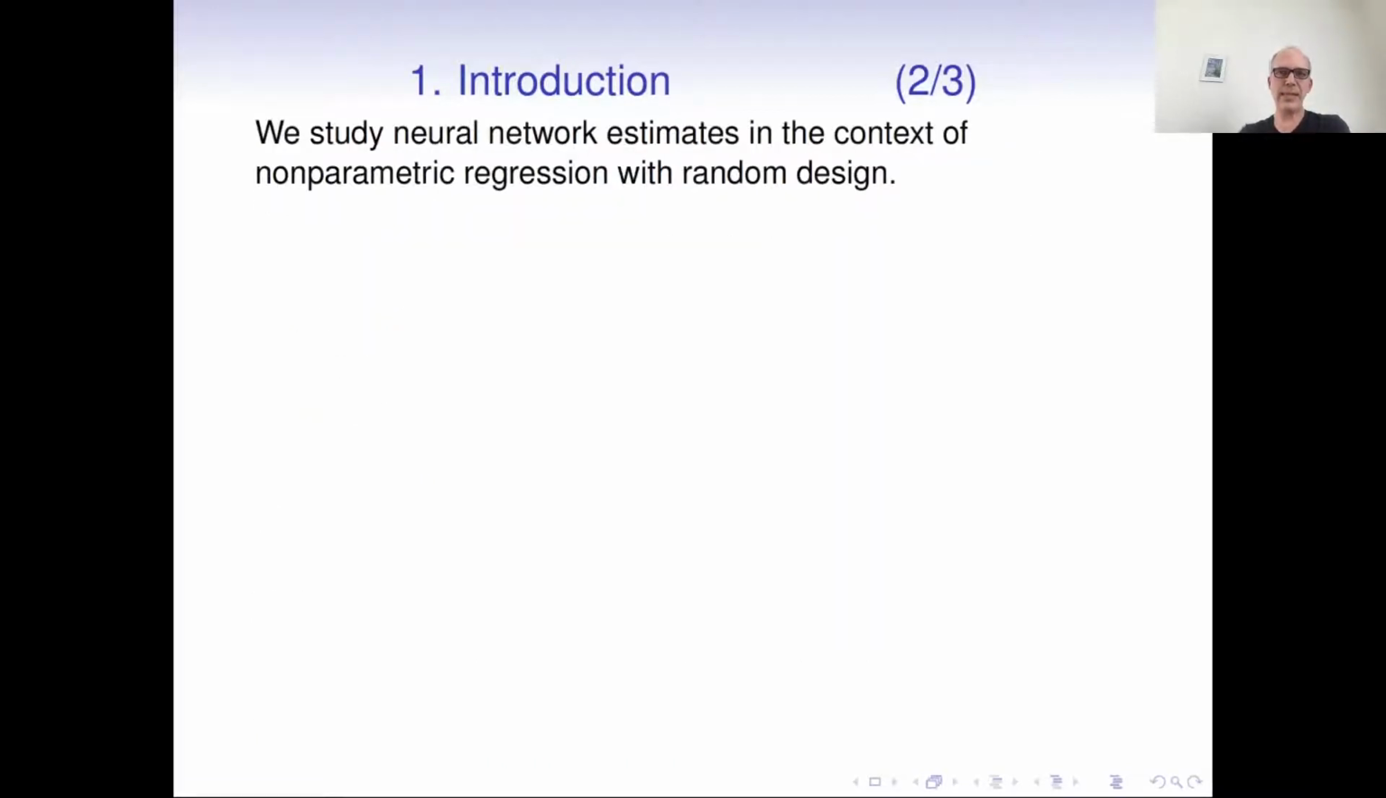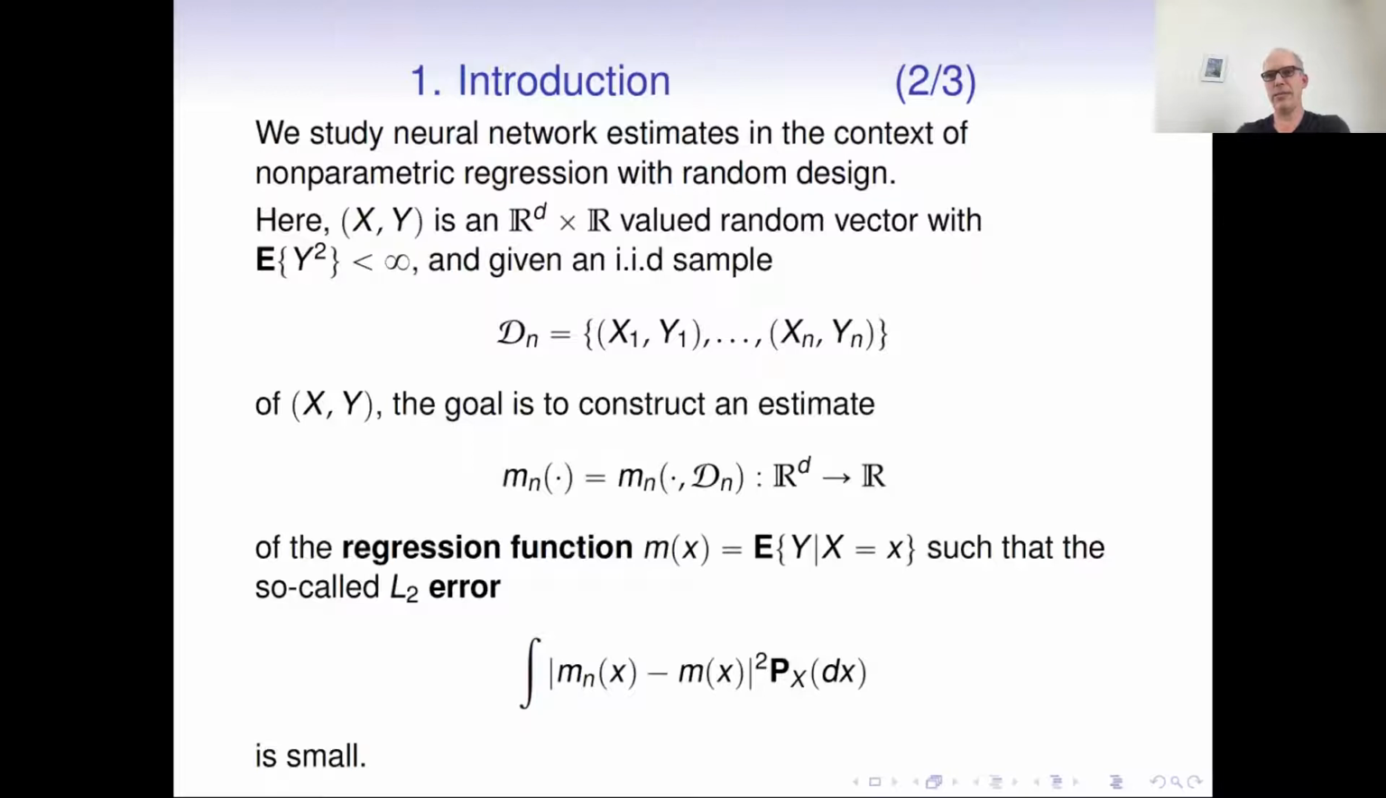To do this, I will study neural network estimates in the context of non-parametric regression with random design. And here's the standard setting. It's a similar setting as we had yesterday in Claire's talk in the afternoon. You have an R^d times R valued random vector (X, Y). You get an i.i.d. sample of it. So you have random variables (X_1, Y_1) up to (X_n, Y_n) given, and that's my data set D_n, which consists of random variables which are independent and identically distributed as (X, Y).